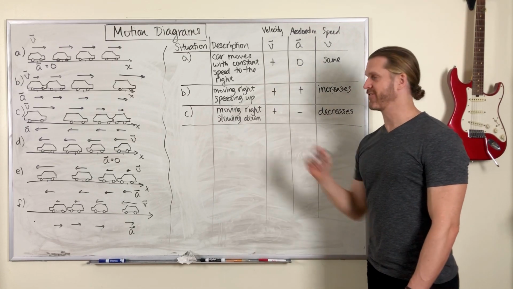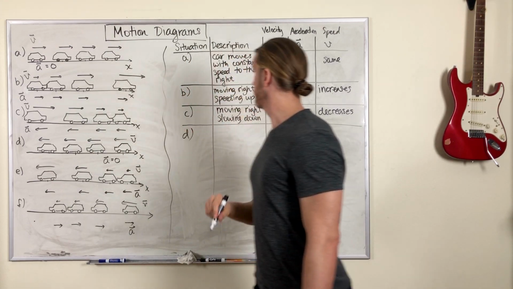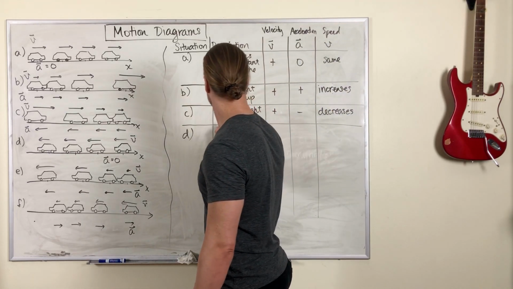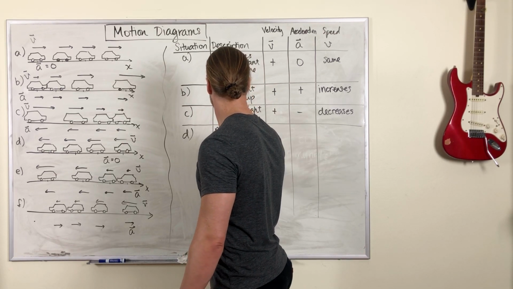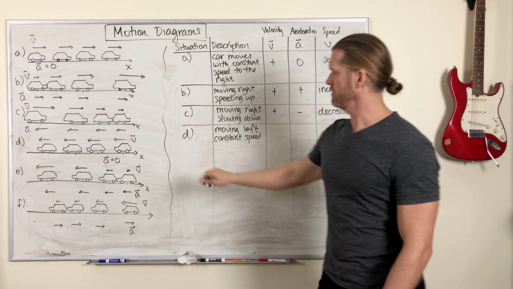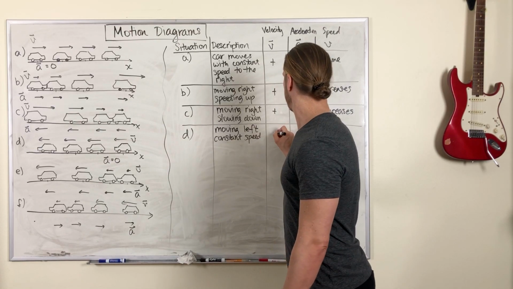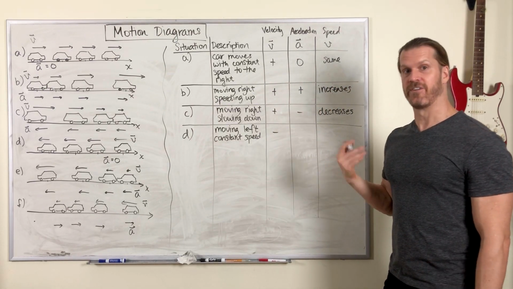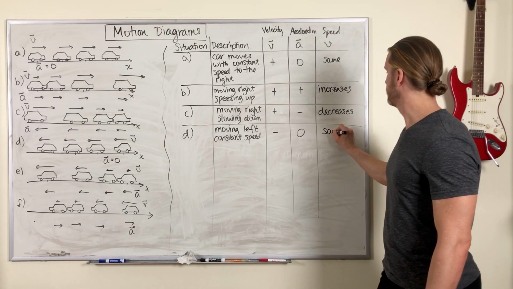So let's do the same thing for the last three situations. In part D, the car moves to the left with constant speed. In our coordinate system, the left direction is negative. So the velocity is negative. Because the velocity is not changing though, acceleration is 0 and the speed stays the same.